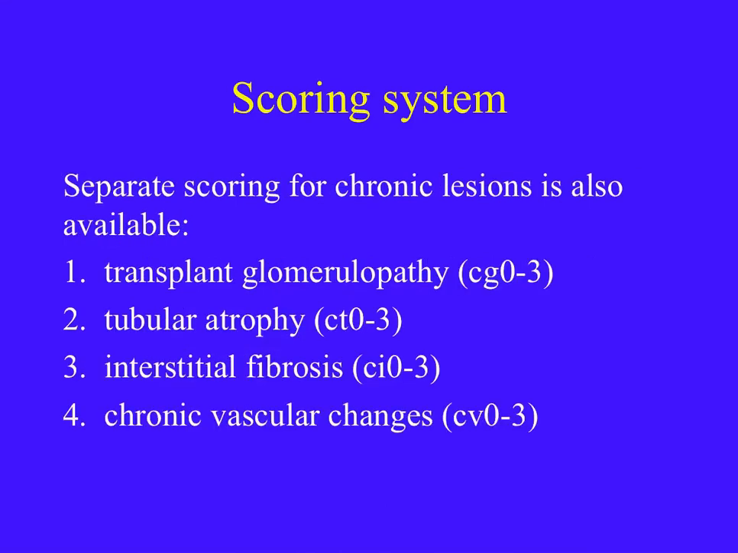Separate scoring for chronic lesions is also available, so when we assess a chronic rejection case, we need to comment in our report on the degree of transplant glomerulopathy, the tubular atrophy, the interstitial fibrosis, and the chronic vascular changes.